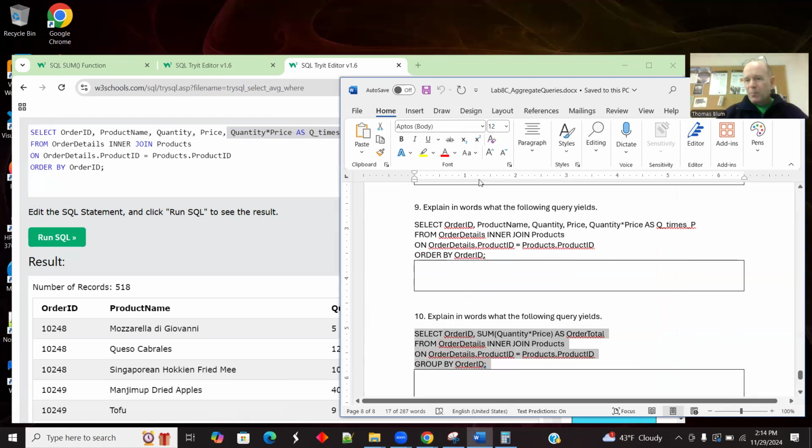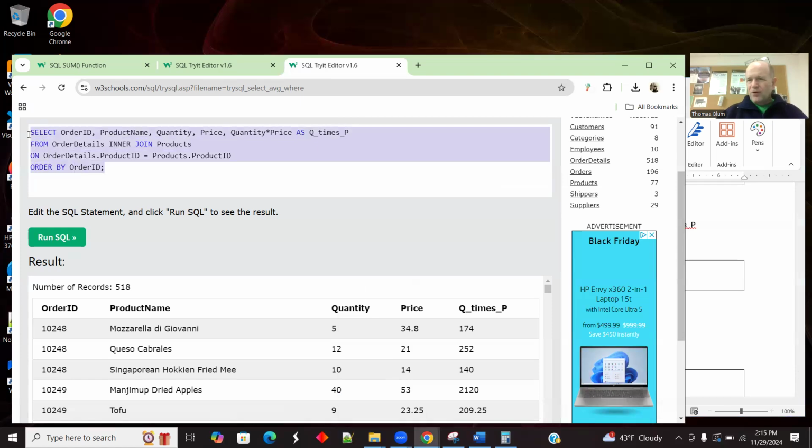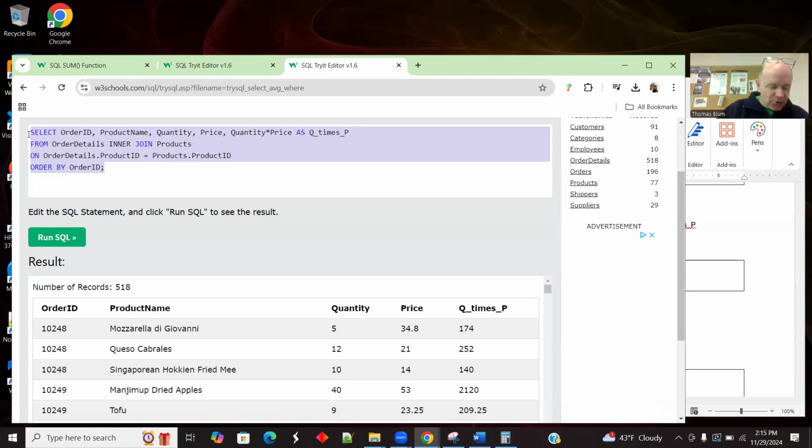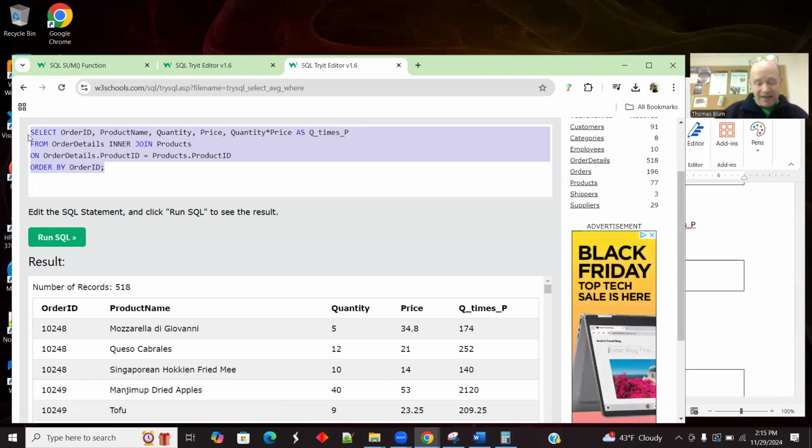Now, if I'm going to group by, I don't want to keep fields that interfere with my group by. So I wanted to group by order ID and sum the quantity times price. And so I was getting rid of any fields that would be different from one row to the other and somehow disrupt my summing within the order. So that's why I've eliminated fields here.